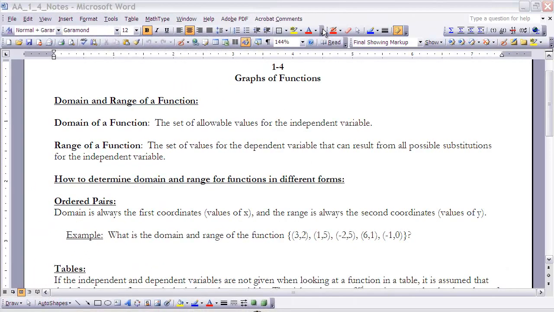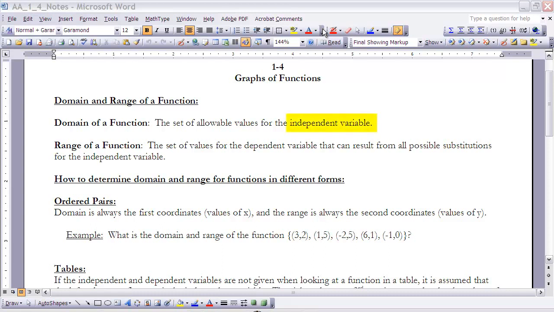So these are the notes for section 1.4, graphs of functions. At this point you should have read section 1.4 already before starting these notes. The first thing that we're looking at is the idea of domain and range of a function. We've talked about what a function is. Now we're looking at particular parts of a function.